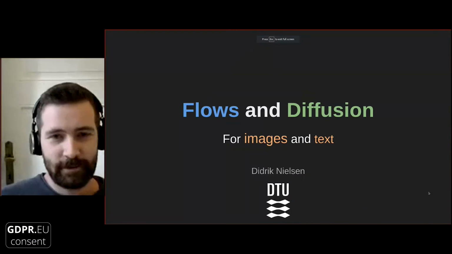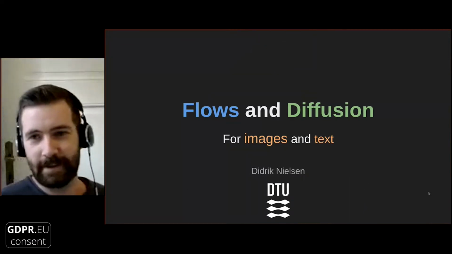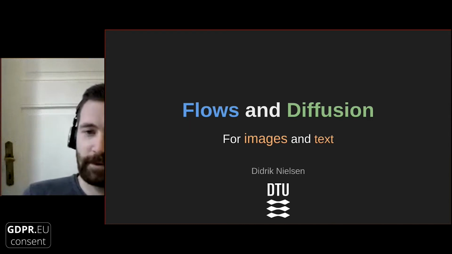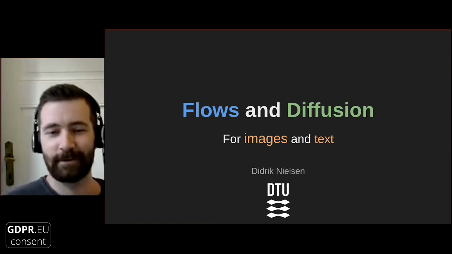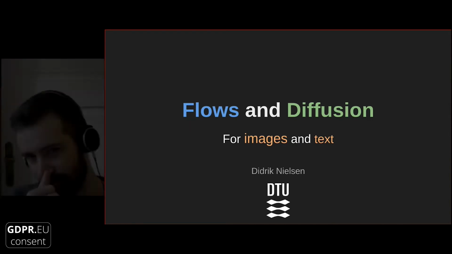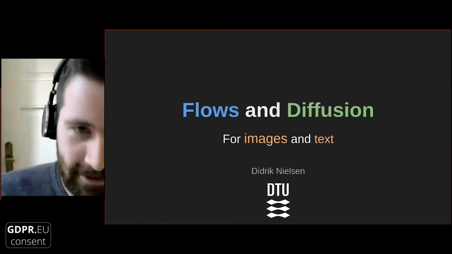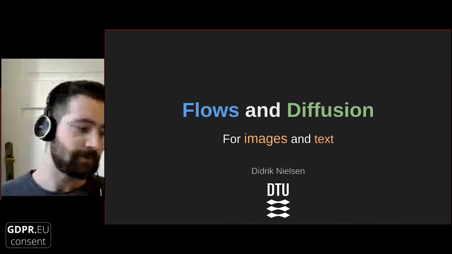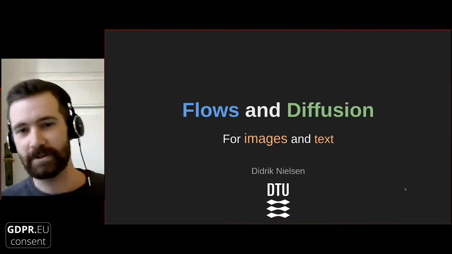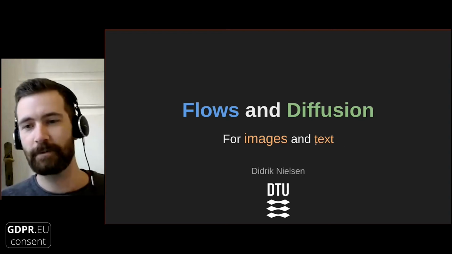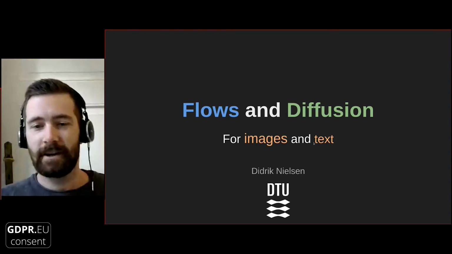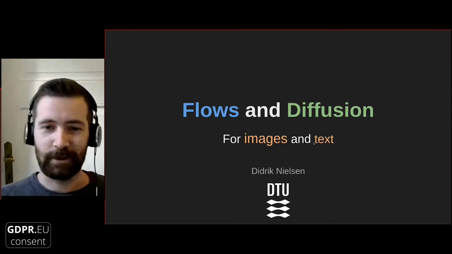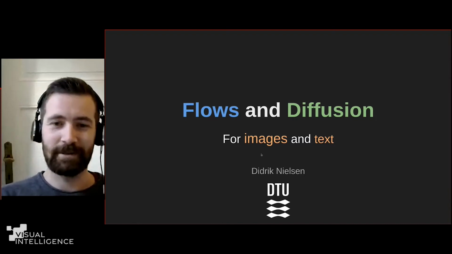So today's talk will be about, as Alba said, normalizing flows and diffusion models. And we'll talk about both how they are used for images and for text. This is based on a recent paper that will be presented at NeurIPS 2021 now in December, which actually works on these two model classes, and we focus on text. But since this is a computer vision seminar, I thought I should also talk about images.